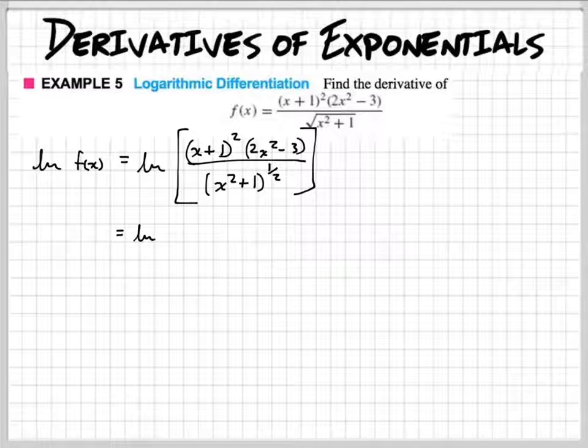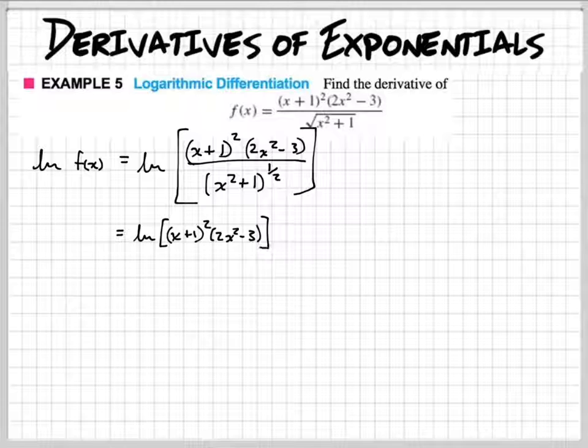So the first one, we have the natural log of the numerator, which is x plus 1 squared times 2x squared minus 3. So this is all the numerator. And because it's division, we're going to subtract the natural log of x squared plus 1 raised to the 1/2 power. So it's the natural log of the numerator, subtract natural log of the denominator. And I'm going to take that 1/2 and move it down. So minus 1/2, because whenever you have an exponent inside of a logarithm, you can drop it like that. I just took the exponent and put it in front, so now it's multiplying. And now I have this.